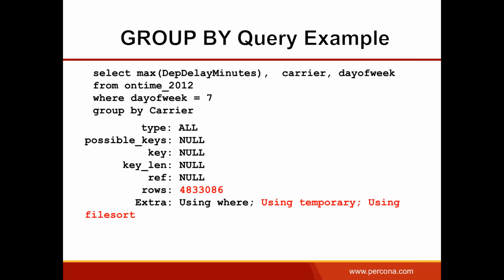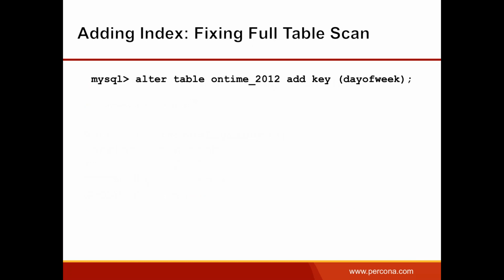So here's what we have. Originally, there's no good index. Day of week is not indexed. Carrier is not indexed. And MySQL will have to go through these 4 million rows and create a temporary table. Full table scan, temporary table, it's obviously very slow. So how do we fix that?